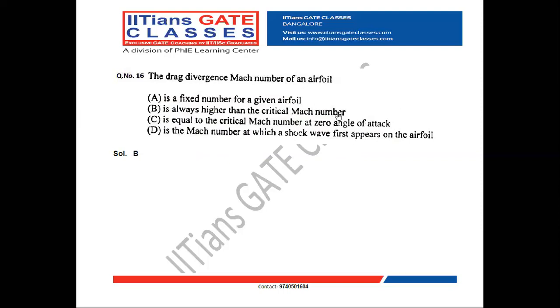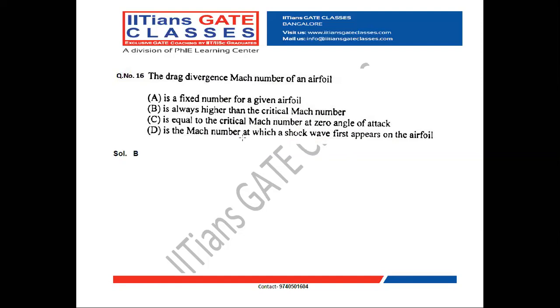Next, option B, it is higher than the critical Mach number. Yeah, it is higher than the critical Mach number. Option B might be correct. Now, option C, it is equal to critical Mach number at 0 angular. No, it is always higher than the critical Mach number. So option C is also wrong.